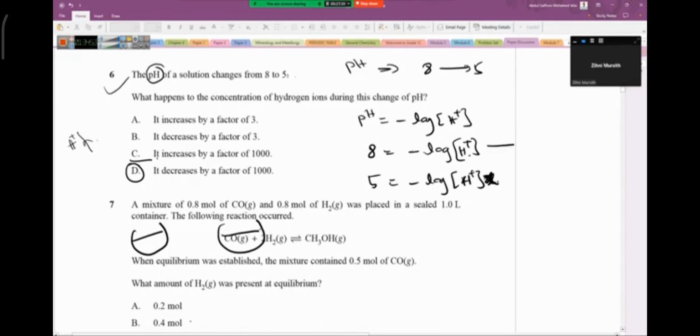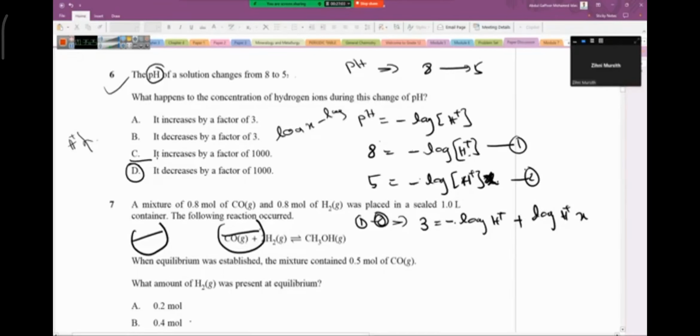Now this is the first equation, this is the second equation. If I subtract the second equation from the first equation, it will become 3 is equal to, now minus this one, right? So we have to write like this, minus log H plus, minus into minus will become plus, plus log H plus concentration into x. Now this is something like log x minus log y, so this can be written as log x divided by y, right? So now 3 is equal to log H plus concentration into x divided by H plus concentration. Can I write this way?